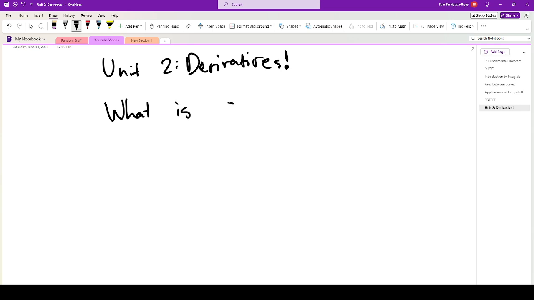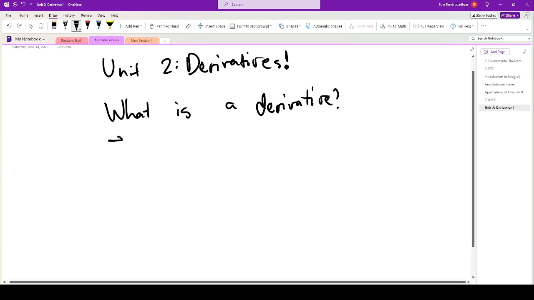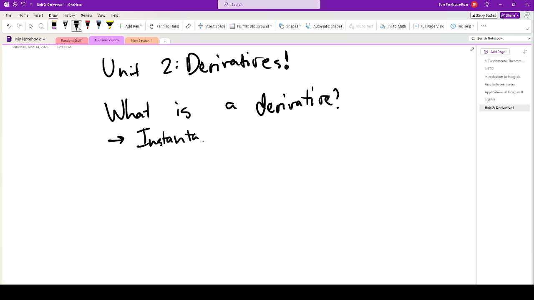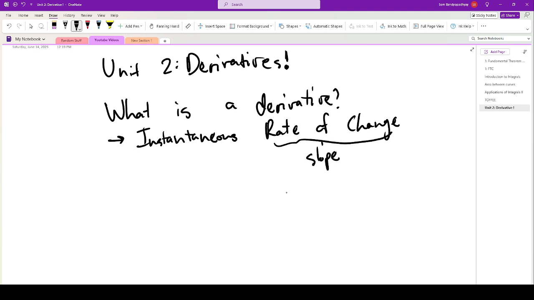So, first question, right? Most important. What is a derivative? Okay, so the textbook definition, if you look it up, is that a derivative is an instantaneous rate of change, or an instantaneous slope, right?